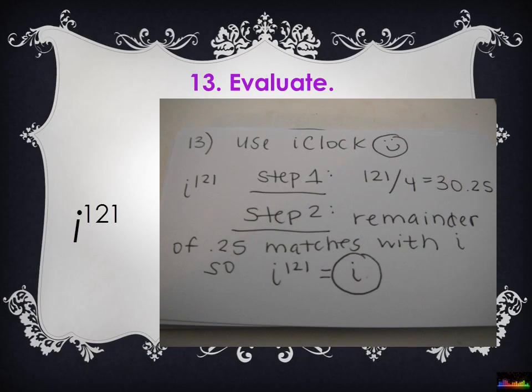We have i to the 121st power. You are going to divide that exponent by 4. When you divide that, you look at the remainder. The remainder is 0.25, which is equivalent to 1/4. So we are going to look at the first property out of the 4 for our imaginary numbers. The first property is i. So i to the 121st power is the same as i.